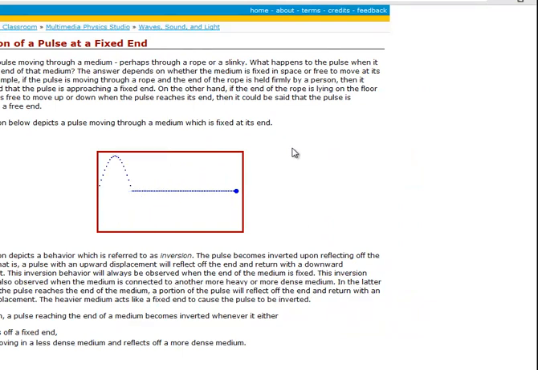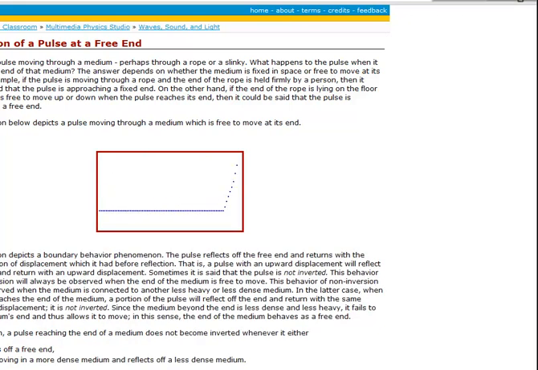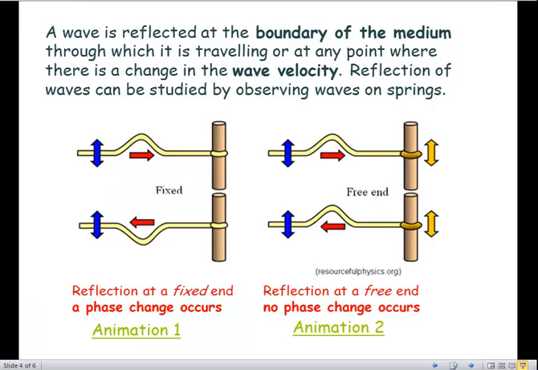Here we see when a pulse hits a fixed end, it inverts. So it will reach the boundary point and then invert and reflect back again. So another form of reflection. Whilst if I have a non-fixed end, the pulse will come along, and because of the non-fixed end I don't get that inversion. The wave will just reflect back again across through the medium. So, reflection at a fixed end, a phase change occurs, which means it's inverted, and at a free end no phase change occurs at all.